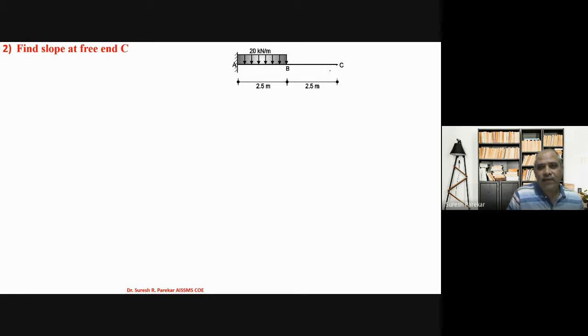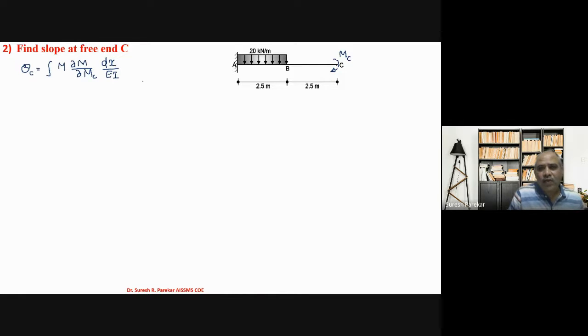Now whenever we have to find slope, we have to apply dummy moment. So as here we do not have any moment over here, so we will apply a clockwise moment, which will be MC. And then, as we have seen in the last problem, theta at C is equal to integration of M into dM by dMC into dx upon EI.